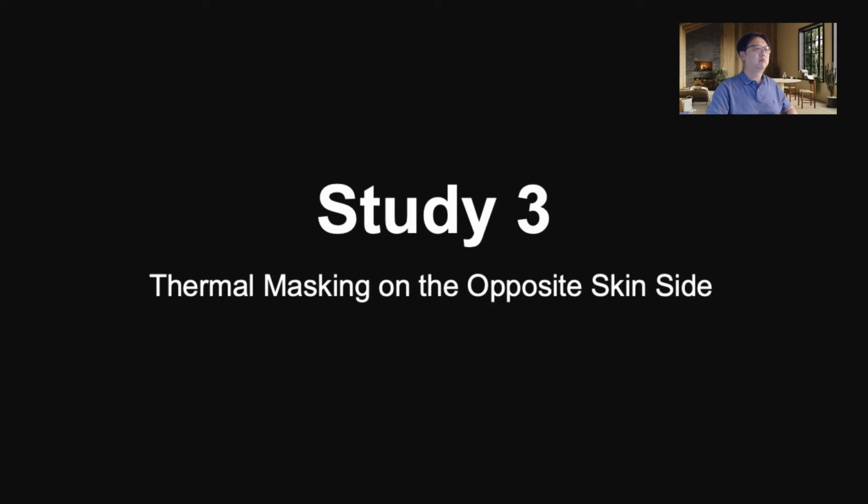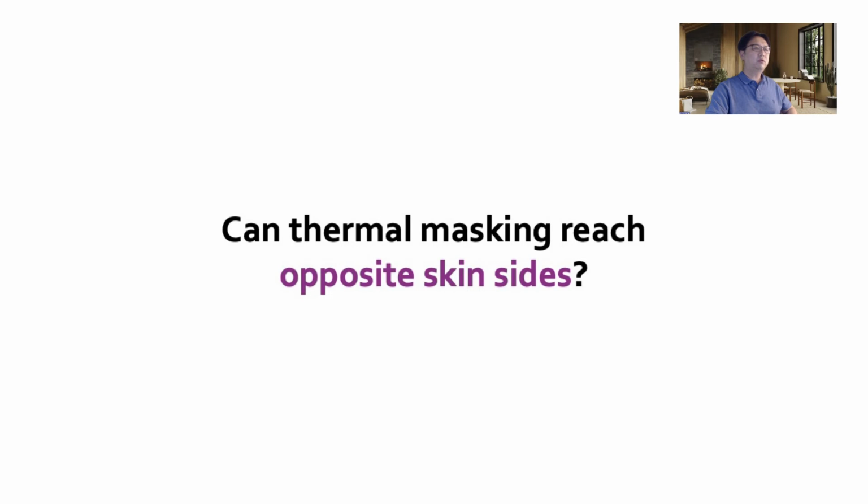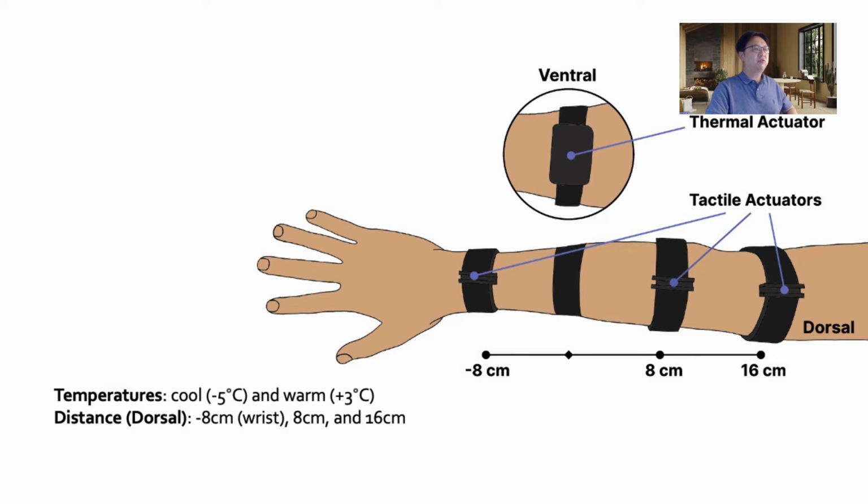Study 3, thermal masking on the opposite skin side. The question that we wanted to know was whether thermal masking effects could reach the opposite skin side. We placed the thermal actuator at the same location, which is the center of the forearm, and then we placed the 3 tactile actuators on the opposite side of the forearm. We used the same 2 temperatures, cool and warm conditions.